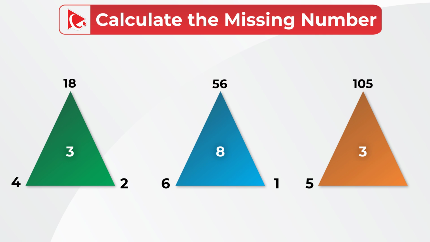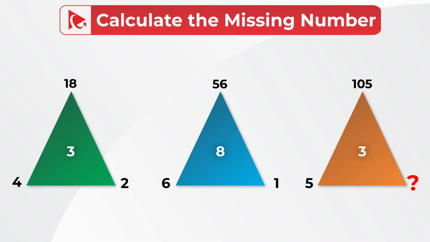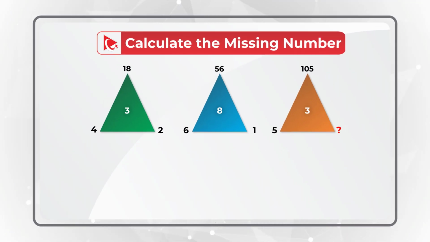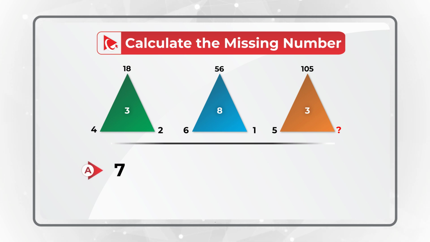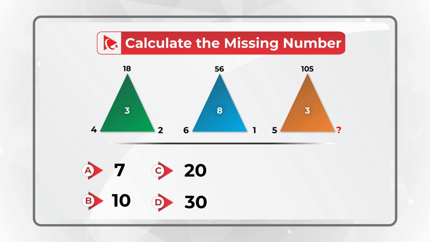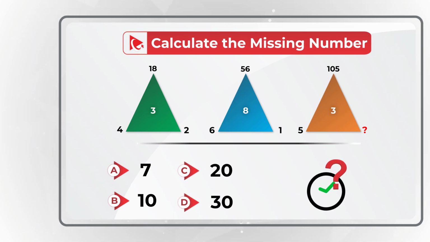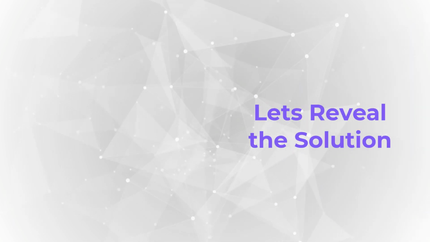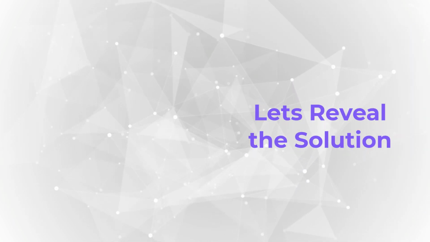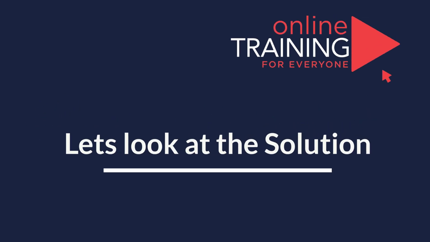In the upper right corner of the third triangle, you have a missing number, which you need to calculate out of 4 different choices. Choices A, 7, choice B, 10, choice C, 20, and choice D, 30. Do you see the answer? The solution is very obvious, but I would like you to try to get to it on your own. Ready or not, I am moving forward to reveal you the solution.